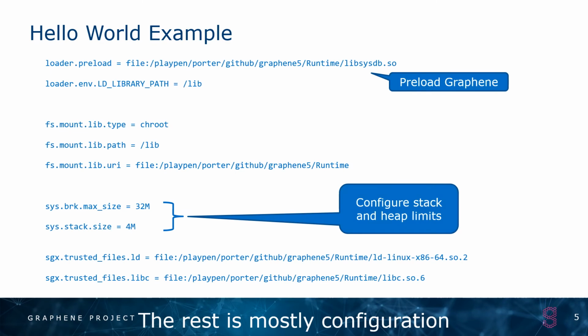The rest of the work is mostly about configuration. The first line in this manifest basically specifies where to find Graphene and to preload it at runtime, because it won't otherwise be a dependency of a dynamically linked application. And we can set a few parameters like the maximum size for the BRK region and the stack size.